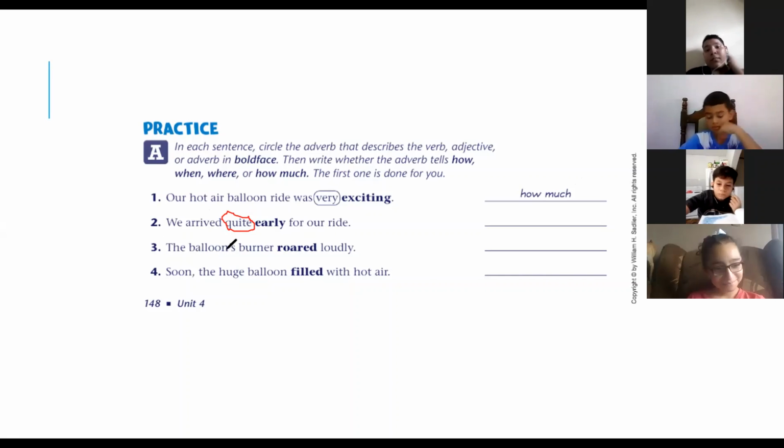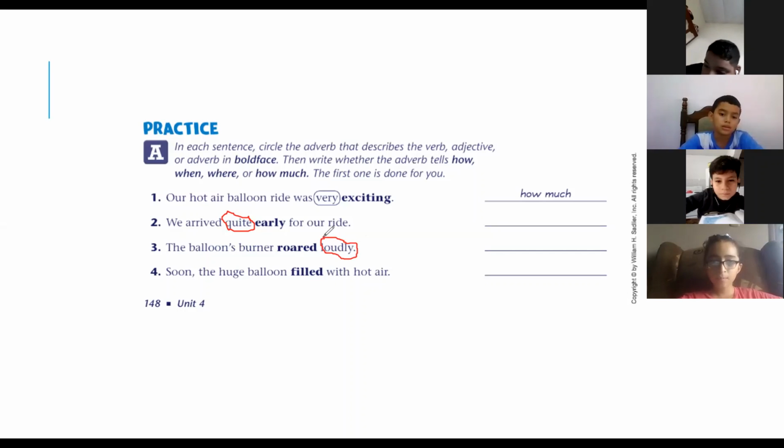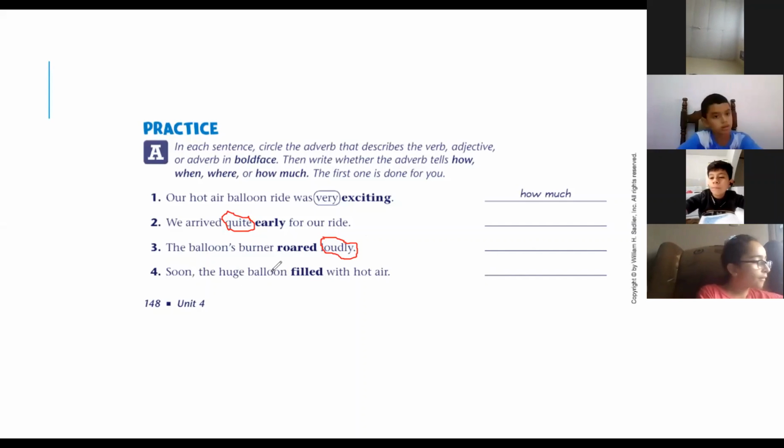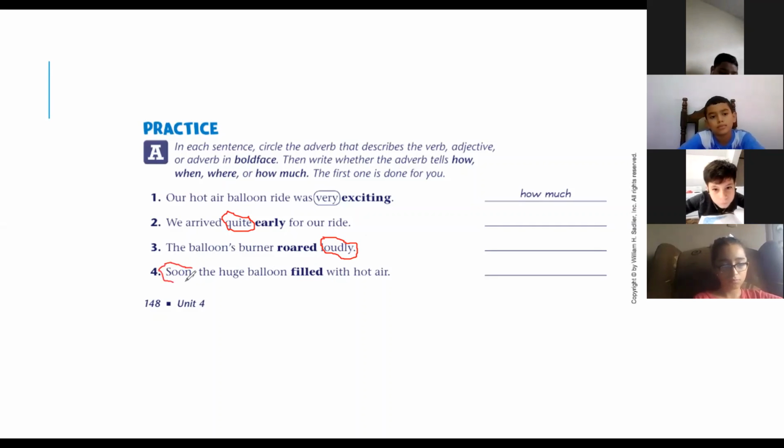Number 3, the balloon's burner roared loudly. Which one is the adverb? No, it's not burner. Loudly. Yes, loudly. Okay, remember that an adverb can come before or after the verb. For number 4, soon the huge balloon filled with hot air. Soon. Yes, soon. Good. Okay, so now we're going to identify them.